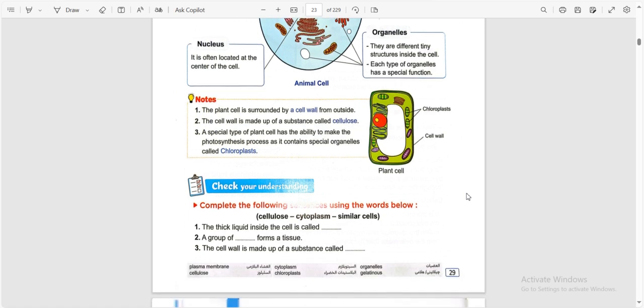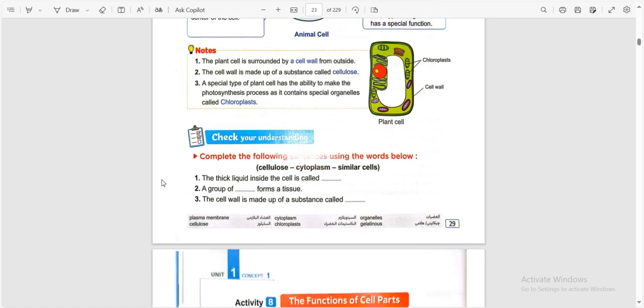So, let's see. What is a thick liquid inside the cell? Well, is it the cellulose, cytoplasm, or similar cells? That's the cytoplasm. A group of what forms a tissue? Cellulose or similar cells? Well, it's similar cells. And of course, the cell wall is made up of a substance called cellulose. Good.